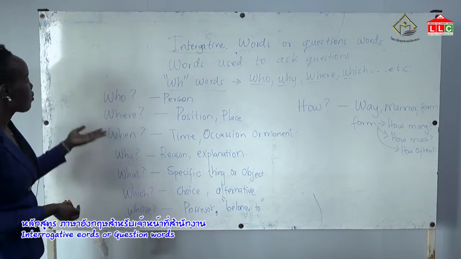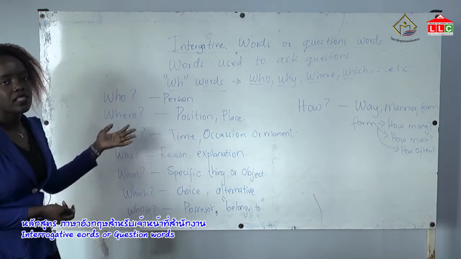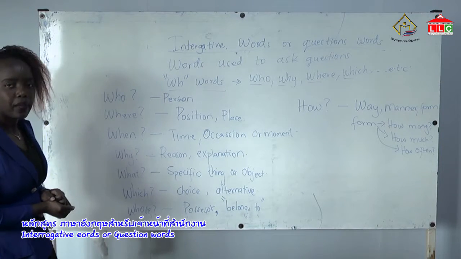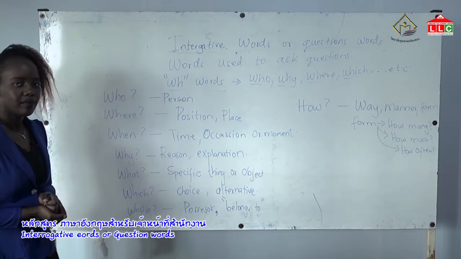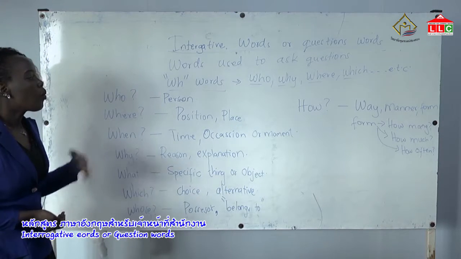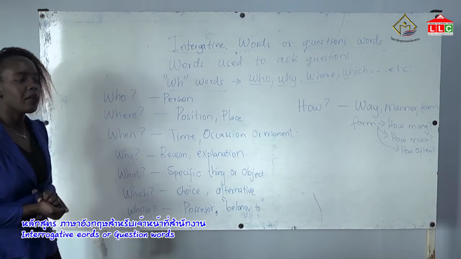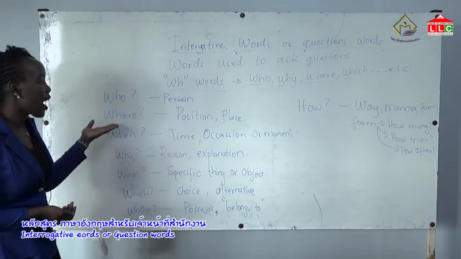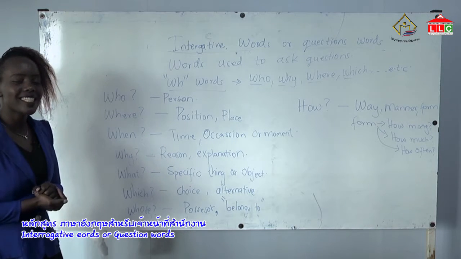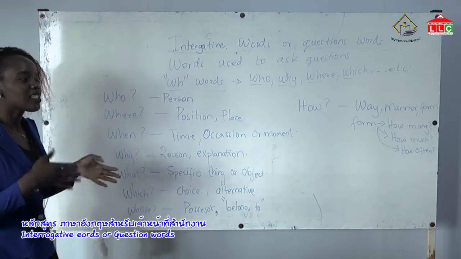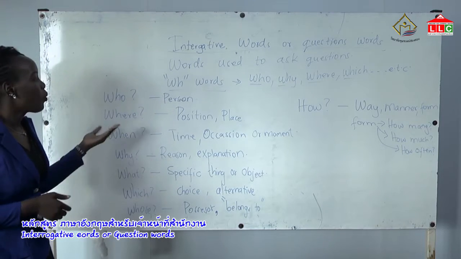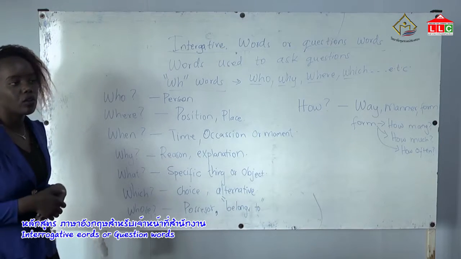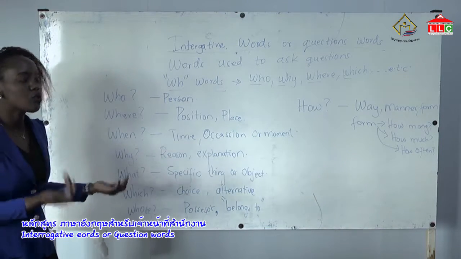And then we have where, which we said is a position or place. Where should I go? That is describing a place. Where is she standing? That is describing a position. For example, the answer to where is she standing, you say she's standing next to the door. That is the position where that person is standing. Where will I go? You can say you can go to Chiang Mai, or wherever you want that person to go.